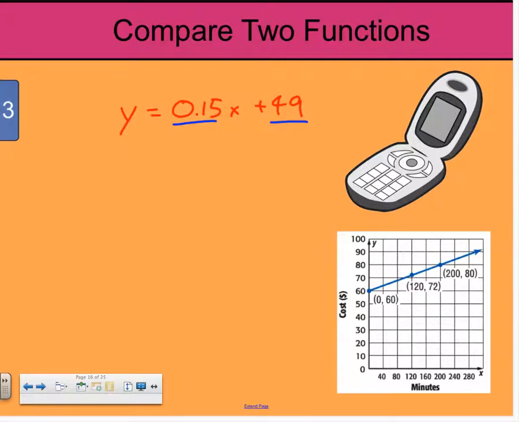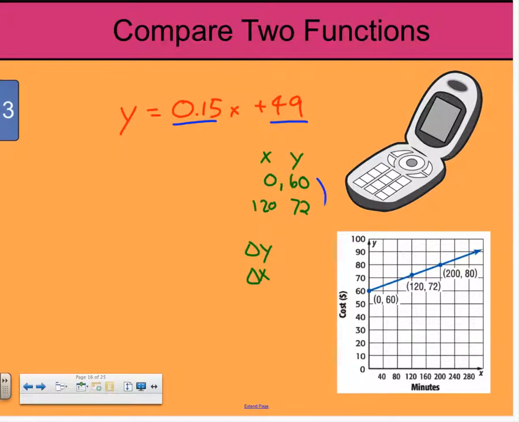Now we want to compare that to Benjamin's bill, and Benjamin's bill is represented in the graph below. So how can we find the rate of change in the graph below? Well, I'm going to do rise over run, or the change in y over the change in x. In this case, I'm just going to set up a quick table. I've got the point (0, 60), and I've got the point (120, 72). Okay, so these are y values, these are x values.